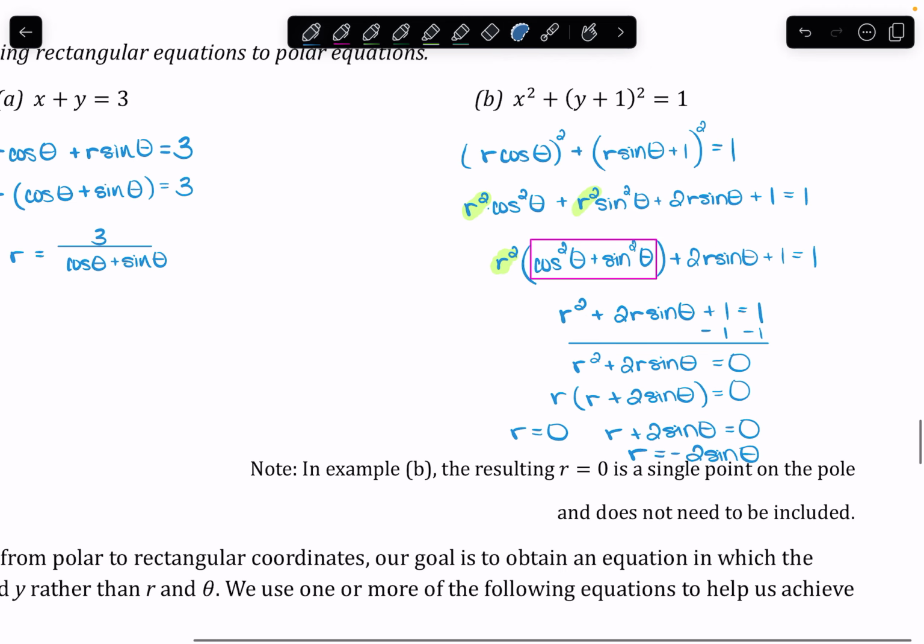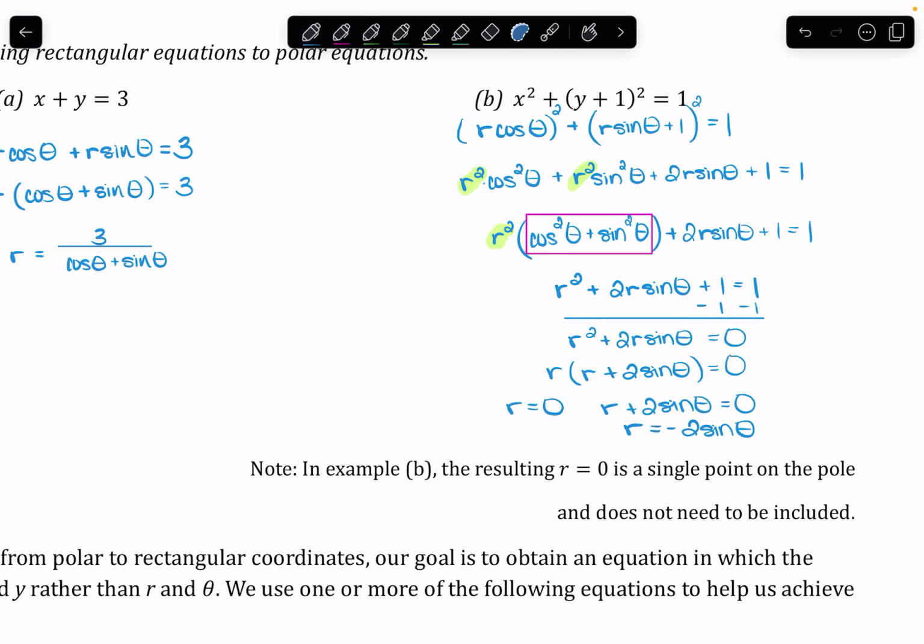And here, let me scoot this a little bit, try to get a little separation here. There we go. So like I said, the r equals 0 is a single point. It does not need to be included. We can ignore it. So it's just the negative 2 sine theta.